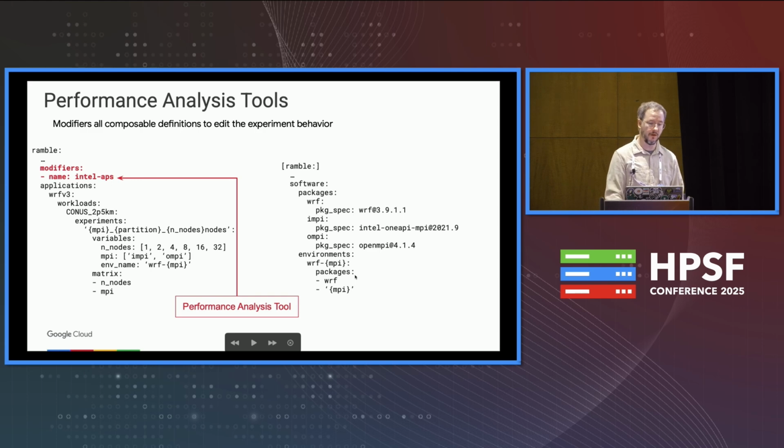Some other things that we can do with this are we can easily inject performance analysis tools using a concept that we have called modifiers, which are composable abstractions of things that edit the behavior of the experiment. In this case, I'm injecting Intel APS, which has its own software requirements. It would install vTune. It injects a call to APS in the right place in the experiment run command. It also adds figures of merit that are extracted as part of the report that APS dumps to your directory when you run it. So in this case, this will just add in calling APS and making a report and adding those figures of merit alongside the figures of merit from the application that we track.